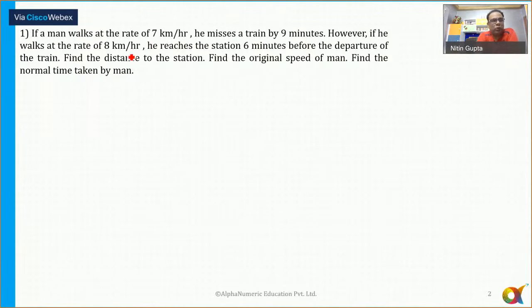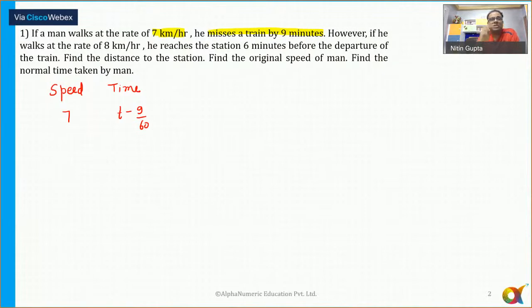It says if a man walks at a rate of 7 kilometer per hour, he misses a train by 9 minutes. Let me write down the two parameters here. What are the two parameters? The first parameter is speed, and the second is time. If the speed is 7, that is the actual speed is 7, he misses the train by 9 minutes. So can we say t minus 9 by 60? If the actual time taken is t, now he will take how much time? T minus 9 by 60.